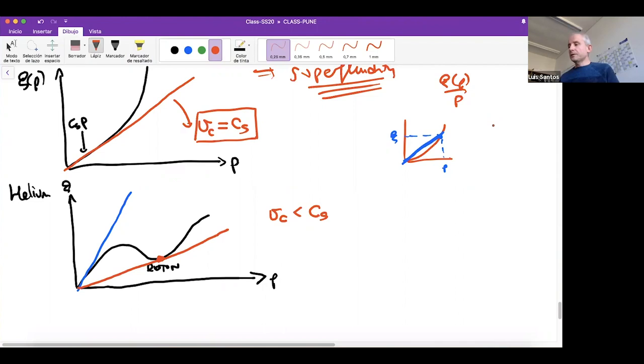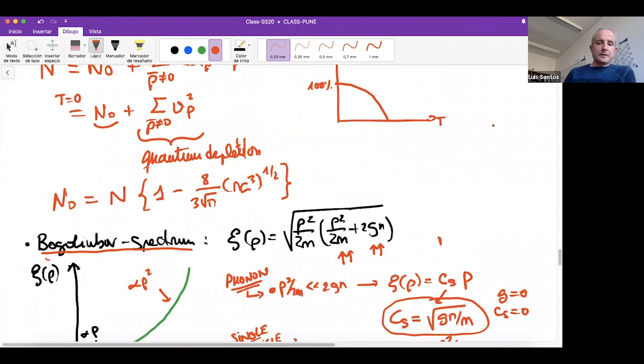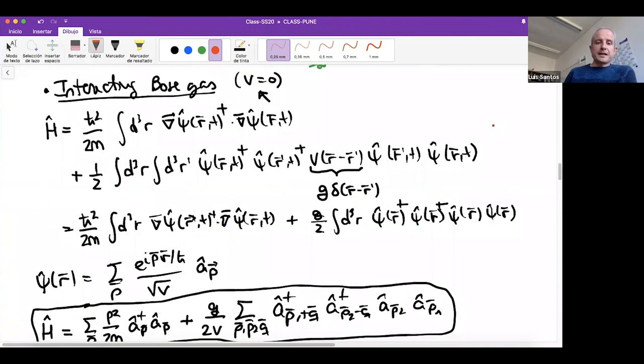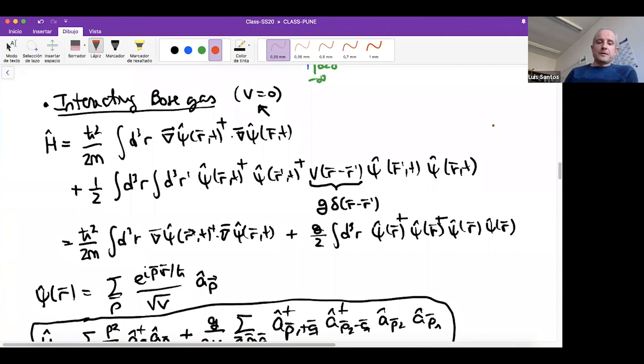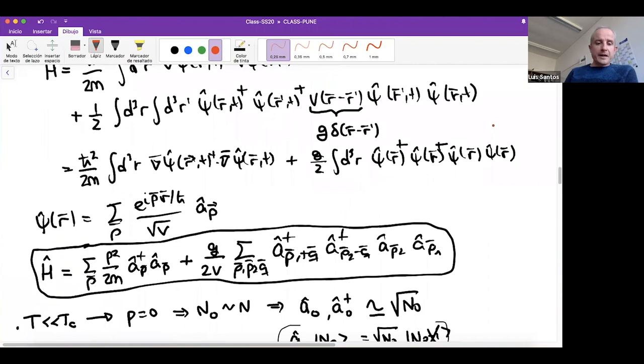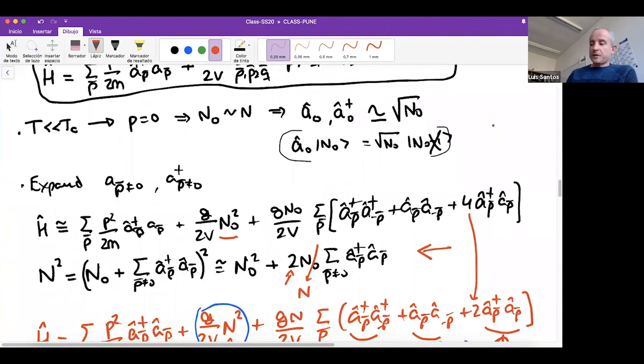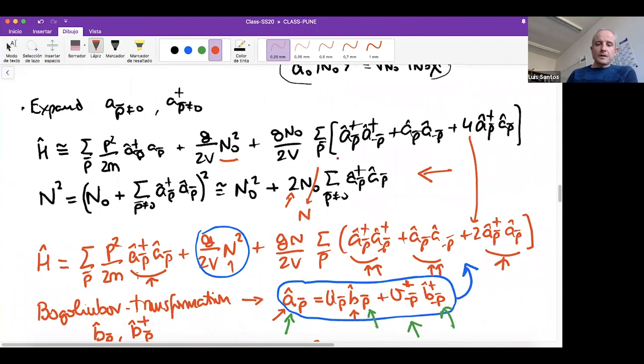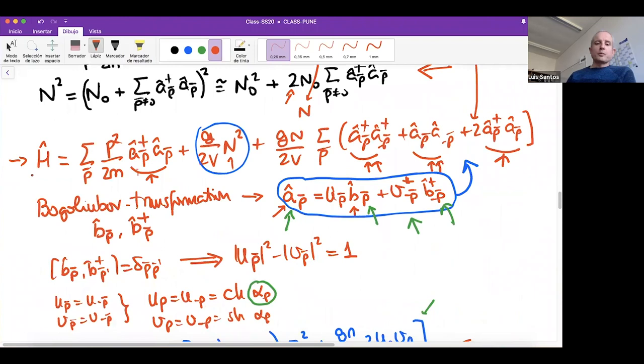Basically, what we have done now is, first of all, we started with the Hamiltonian in second quantization with the field operators. We moved to momentum space. We applied the Bogoliubov approximation, so we approximated the zero-momentum fields by a C number, and we expanded up to second order and obtained this Hamiltonian here. Then we do the Bogoliubov transformation and we obtain a Hamiltonian like this one.